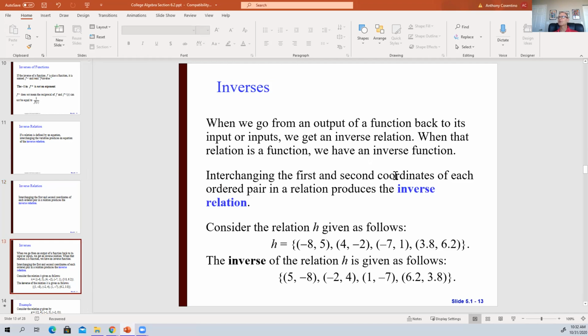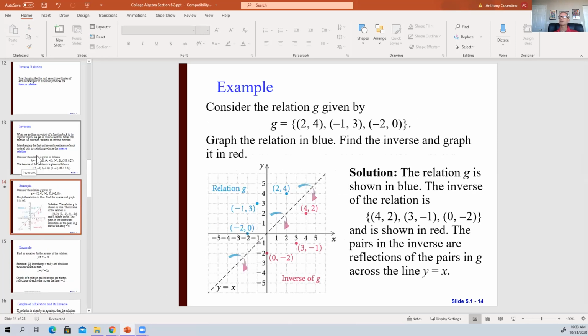And what's nice, let's start with this. Say you had this relationship with these four ordered pairs. If this is the original set, we'll call that set H. The inverse of that set is you just flip them. So you can see the -8 goes from x to y, and the 5 goes from y to x, and so on and so forth. And so it's not too bad when you think about it.